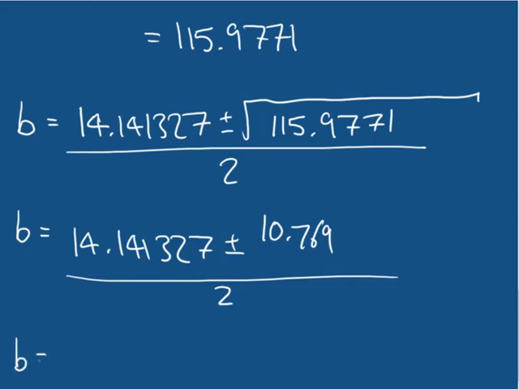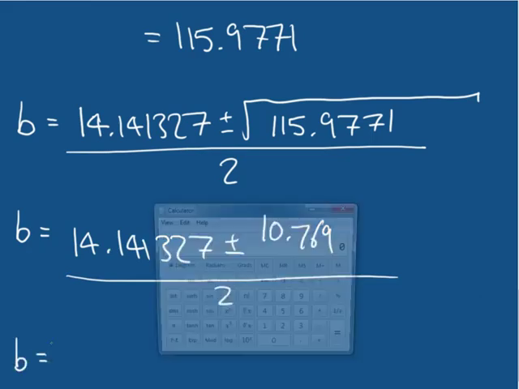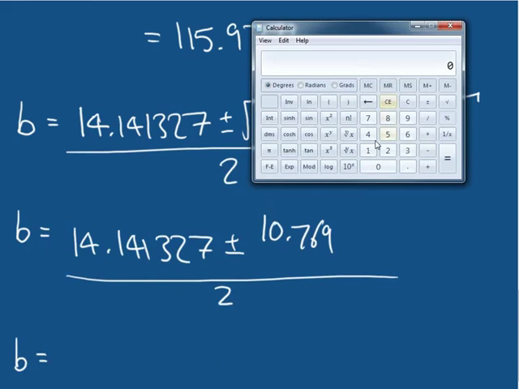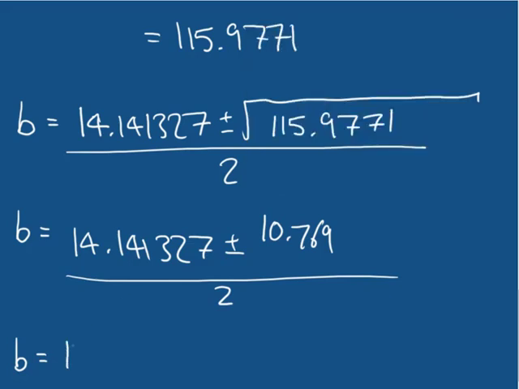We can use a calculator now to work out these values. It's going to be 14.141327 plus 10.769, which is equal to 24.910. Divide that by 2, and that gives us 12.46. So it's equal to 12.46. That's one of our lengths.